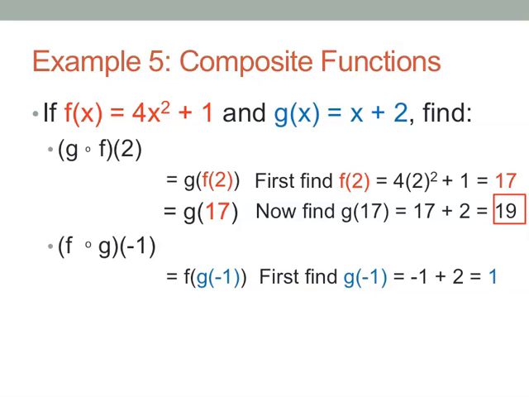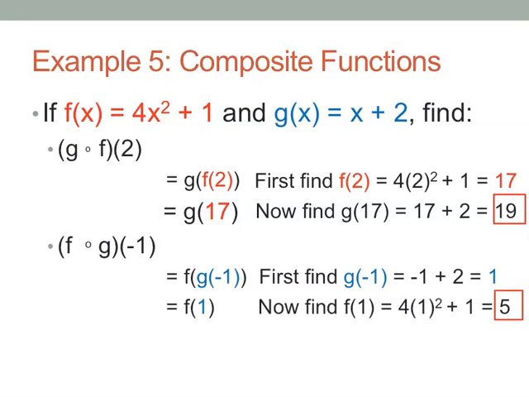Now I'm going to replace the g of negative 1 with 1. So now I find f of 1. So I plug 1 into my function f. So that's going to be 4 times 1 squared plus 1, which is equal to 5. So 5 is my answer there.